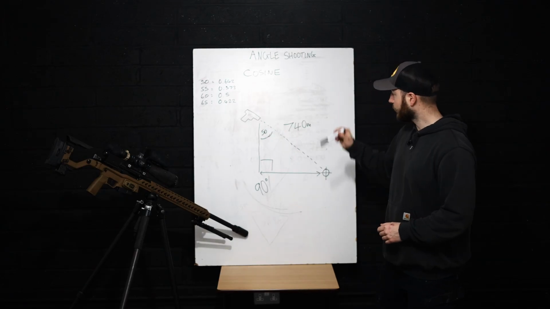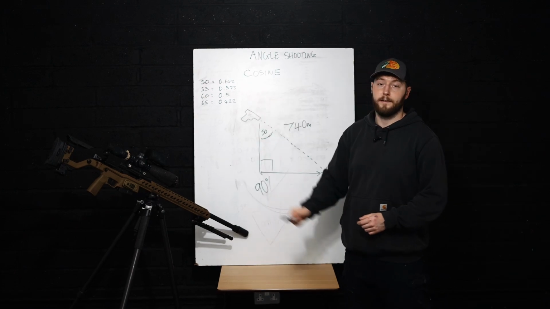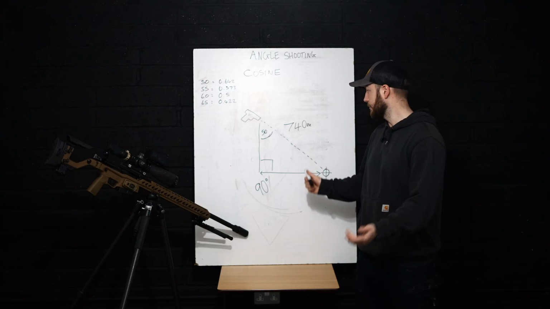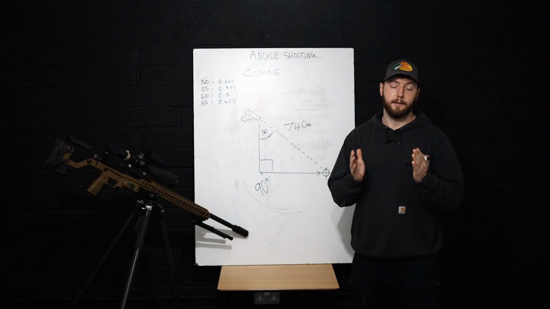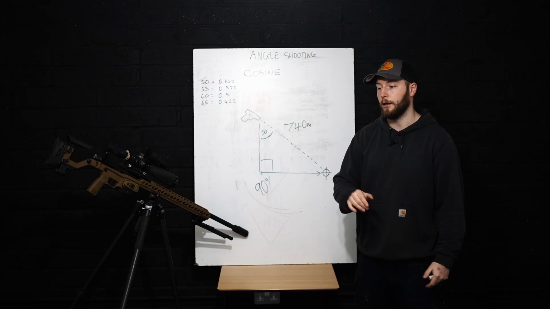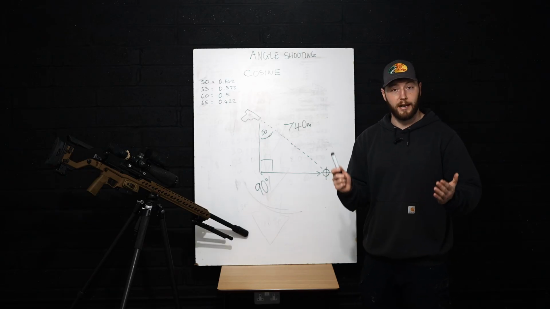Cool, so 50 degrees. We know that the cosine for this is 0.642. So what does that actually mean? Gravity now has less apparent effect on our bullet. Obviously, it is affecting the bullet exactly the same, at the same rate of acceleration, but there's an angle change.